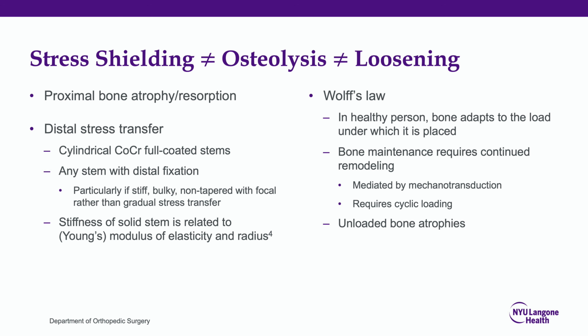The stiffness of a solid stem is related to Young's modulus of elasticity, which of course relates to the material, but also to the radius to the fourth for a solid cylinder. If you think back to Wolff's law, in a healthy person, bone is going to adapt to the load under which it's placed. If you put more load on it, it gets stronger. If you take load away, it gets weaker. Bone maintenance requires continued remodeling of the bone, and this is mediated by mechanotransduction, and it requires cyclic loading. And so when you have this distal stress transfer, the unloaded proximal bone atrophies.